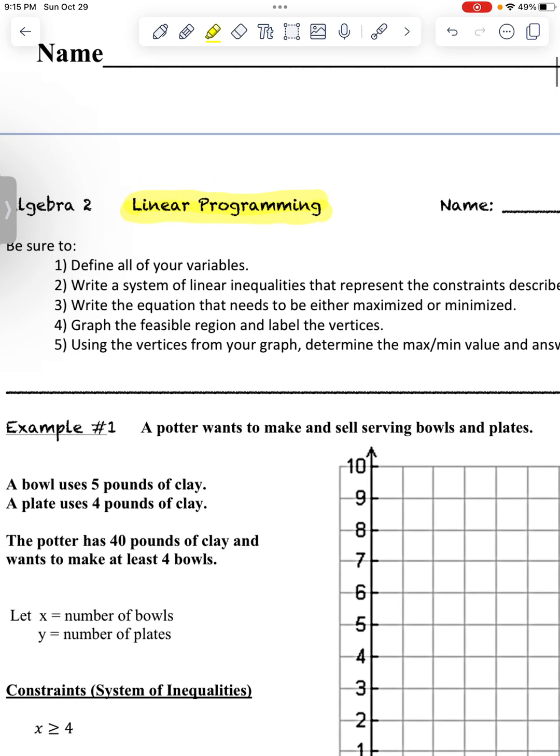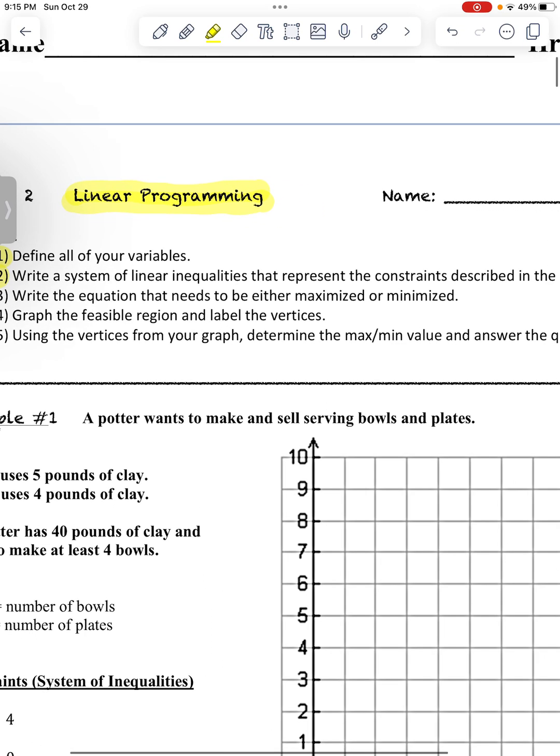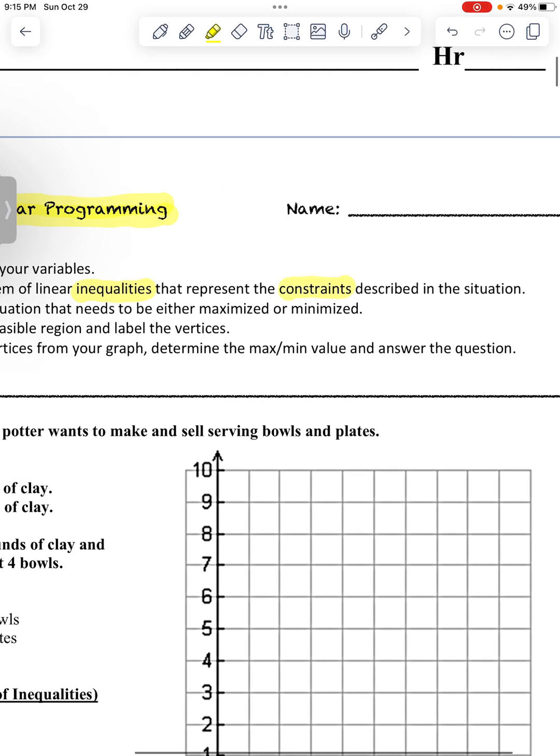So there are steps here. It tells you to define your variables. So like tell what x equals, tell what y equals, and so on. This is probably the toughest thing, right? Then a system of linear inequalities that represent the constraints. Constraints are like limiting factors. So these are limits, things that you might run out of.